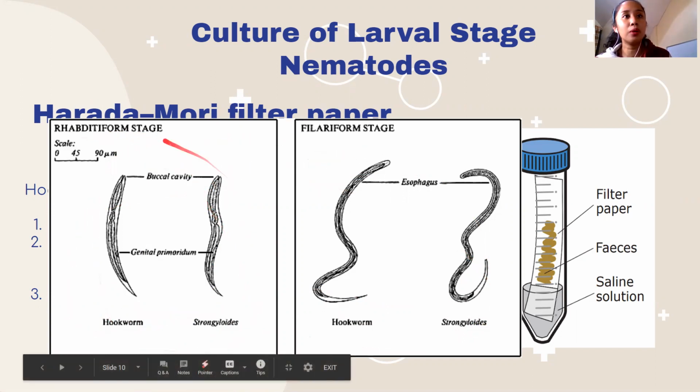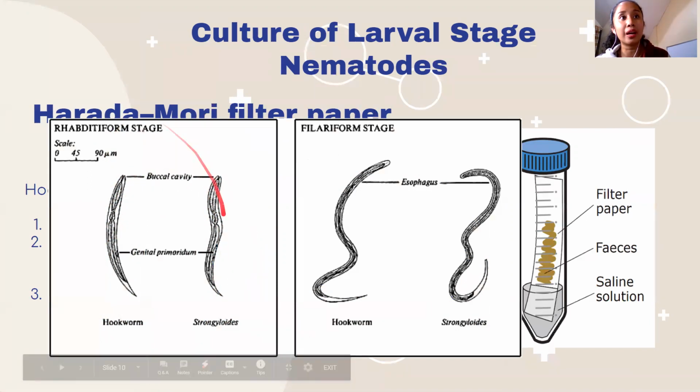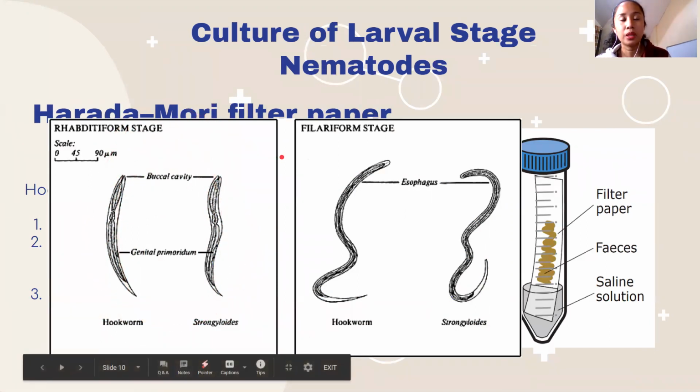Class, your rhabditiform stages, since they are shorter, are the younger larva. They are the ones emerging from the ova. So once the ova hatch, the first stage will be the rhabditiform stage, and after a few weeks, it will mature into a filariform stage. So notice, guys, that hookworm and Strongyloides have a bit of differences, right?